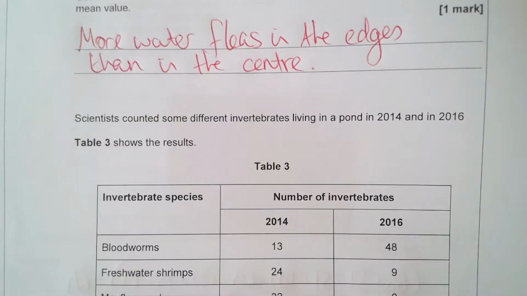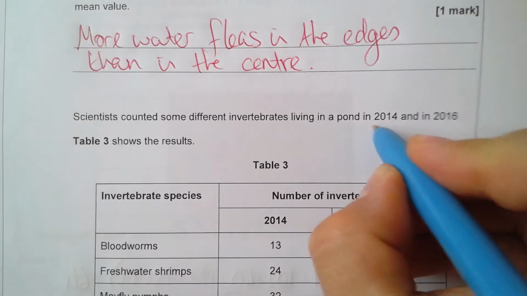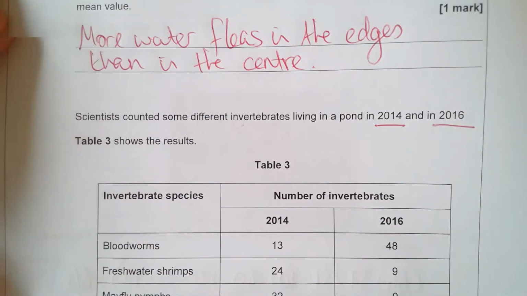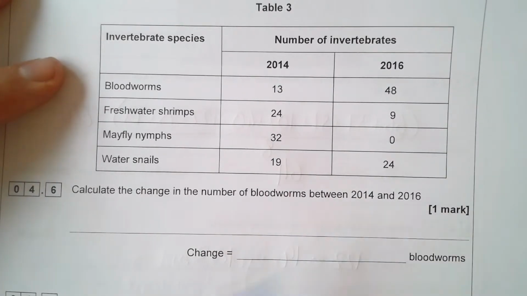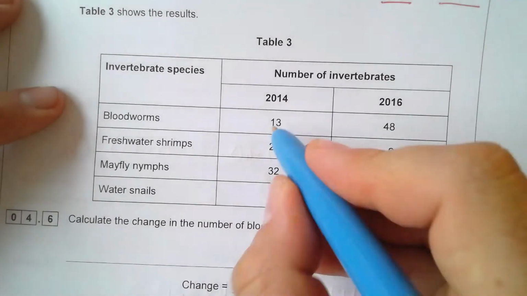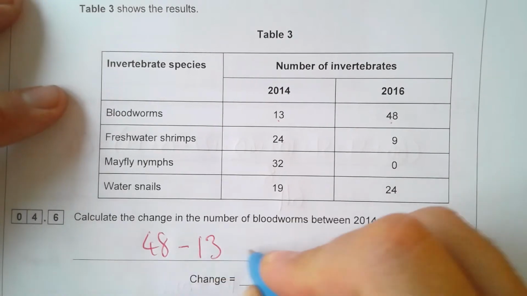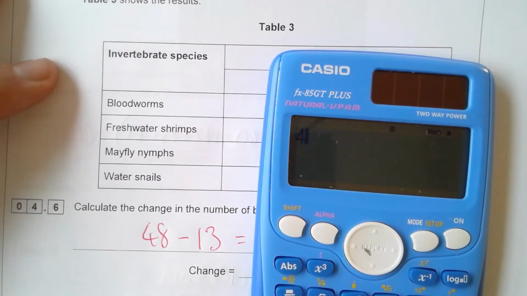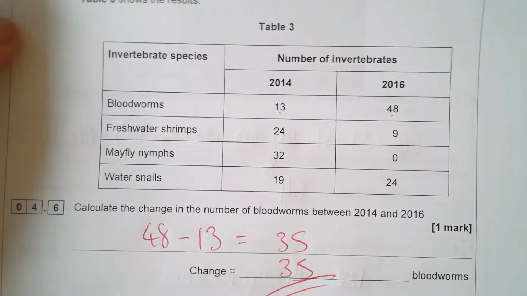Next we have a scientist doing a similar investigation. They counted the number of different invertebrates living in a pond in 2014, then 2 years later in 2016. Invertebrates just mean they do not have backbones. Calculate the change in number of bloodworms between 2014 and 2016. So we started off with 13, we've now got 48. 48 minus 13, so final first minus initial, and again let's use our calculator. 35. So there's been an increase of 35 bloodworms.